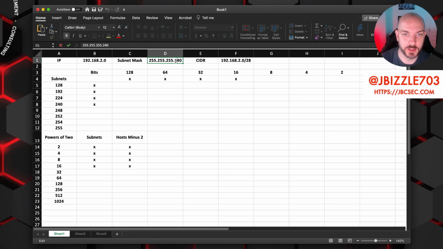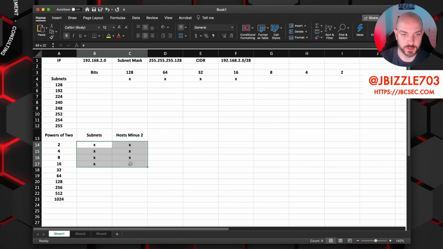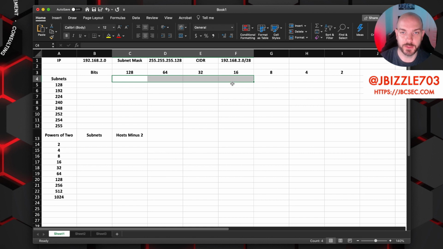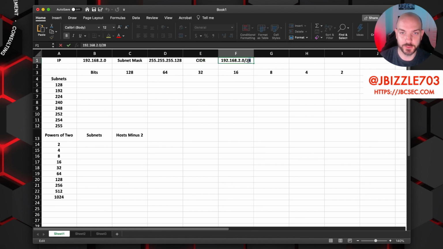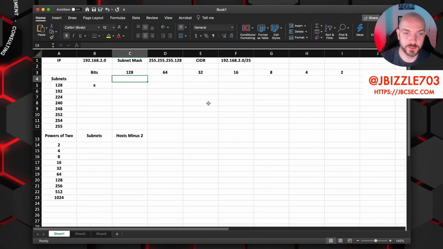So let's do a 128. Get rid of those, and get rid of these. Okay. So 128. If we were to look at the diagram, we would know what the CIDR notation is for that. So know that a 128 is actually a /25. So we're just going to do just 1, right? Because that in the bit column is 128, and then in the subnet column, that's just 1.